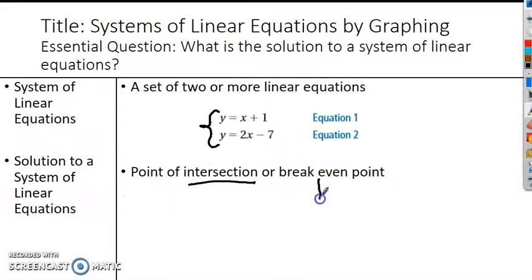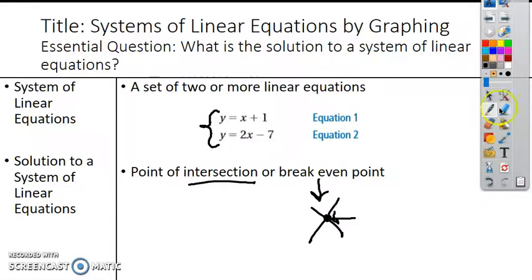And I love how our book talks about it. It's the point of intersection, so where the two cross. Okay, let's go ahead and get started on some examples.